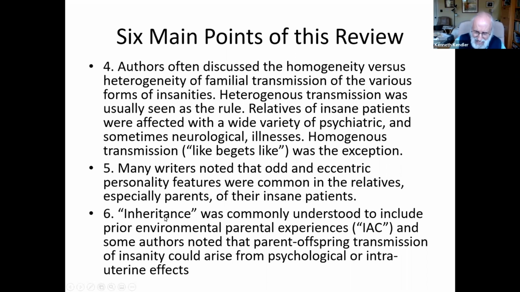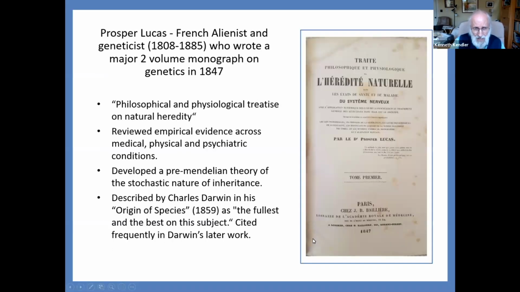Finally, inheritance, as they used it and as Burton used it, was commonly understood more broadly than we would today. It includes prior environmental parental experiences. That is, the inheritance of acquired characteristics was accepted for most of the 19th century and even well into the early decades of the 20th century. But also some authors noted that parent-offspring transmission could arise from psychological effects of the behavior of the parents or intrauterine effects.